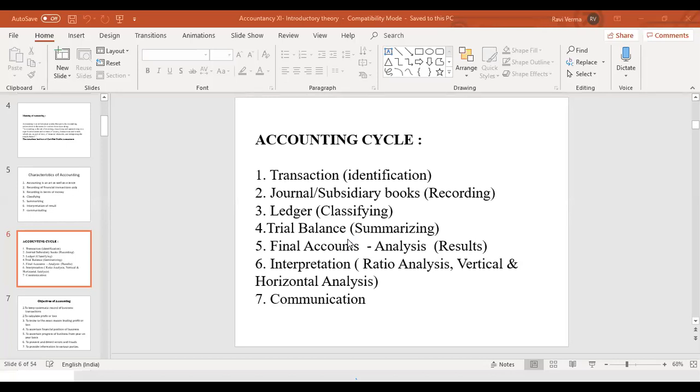But right now we are discussing, when we are studying accounting as a process, so we are studying why accounting is treated as a process. That means what is the process of accounting, right? Okay, so after summarizing, the next step is analysis and interpretation.